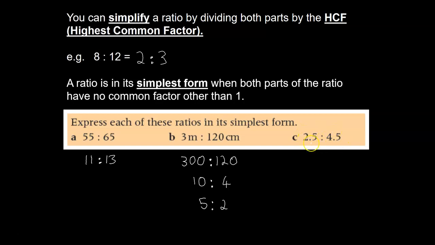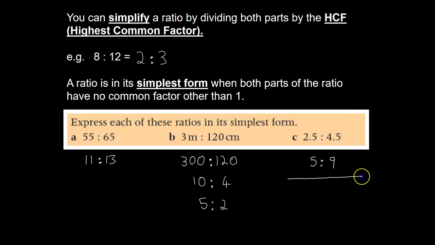In example C, I've got decimals in my ratio. I don't like having decimals there. They've got to be whole numbers. So either I could multiply both of these by 10, that would give me 25 to 45, or I could multiply them both by 2. I'm going to multiply them both by 2 because that's smaller and so it's going to make things easier for me. So 2.5 times 2 gives me 5. 4.5 times 2 gives me 9. 5 and 9 don't share any common factors, so I'm finished.